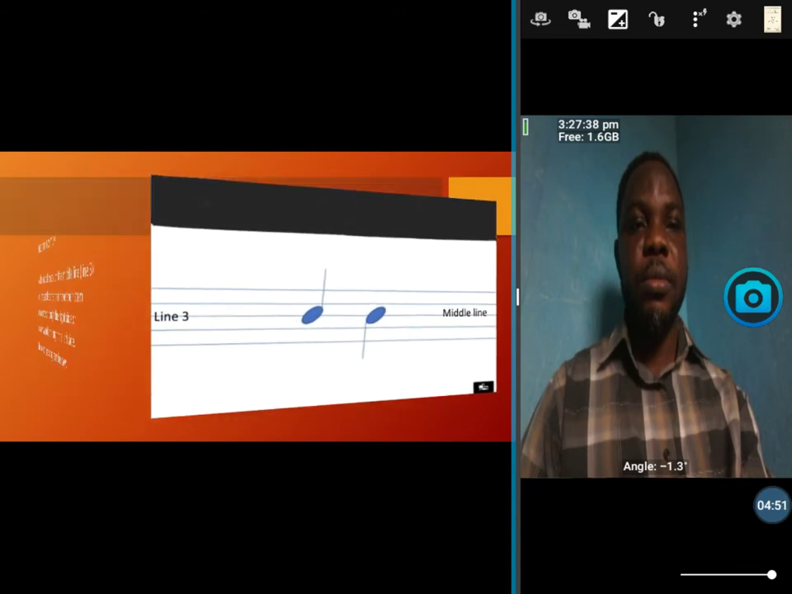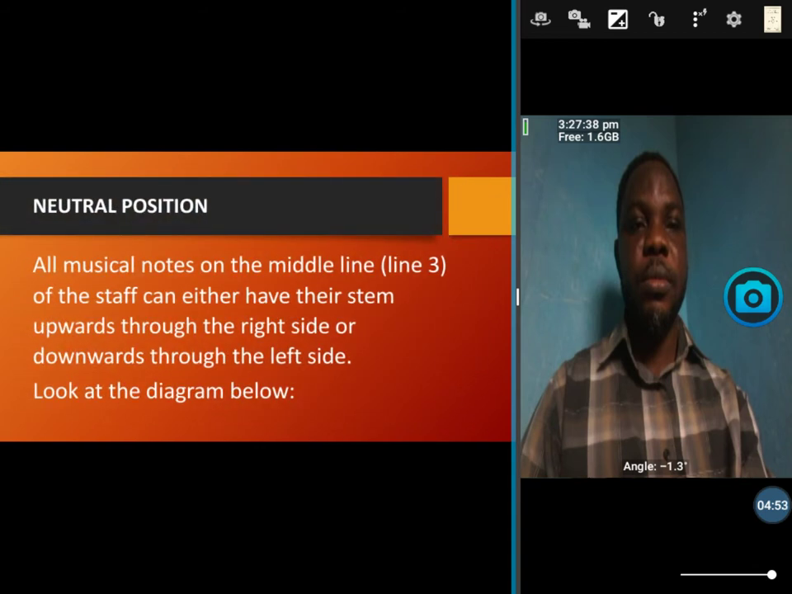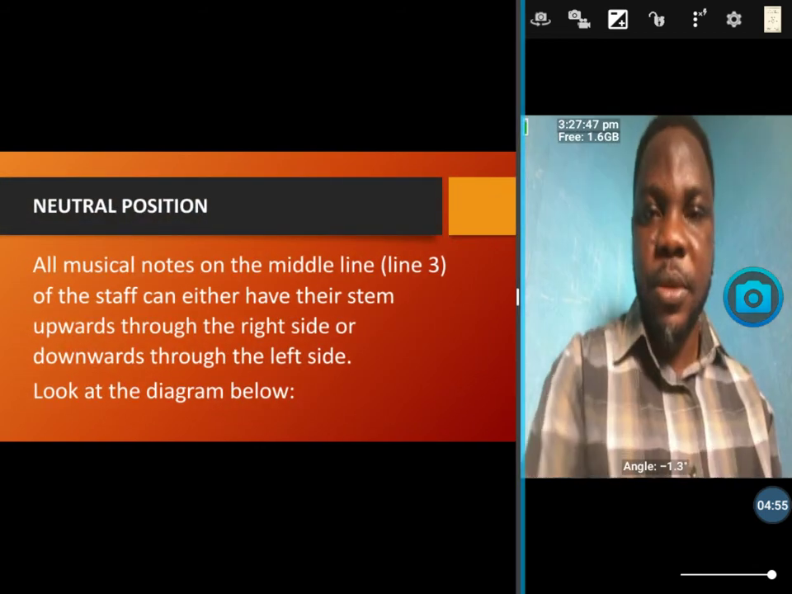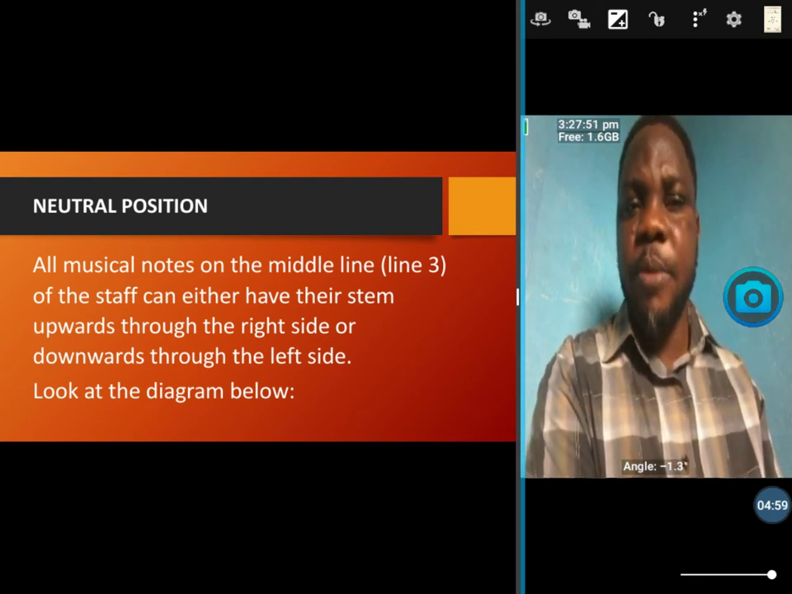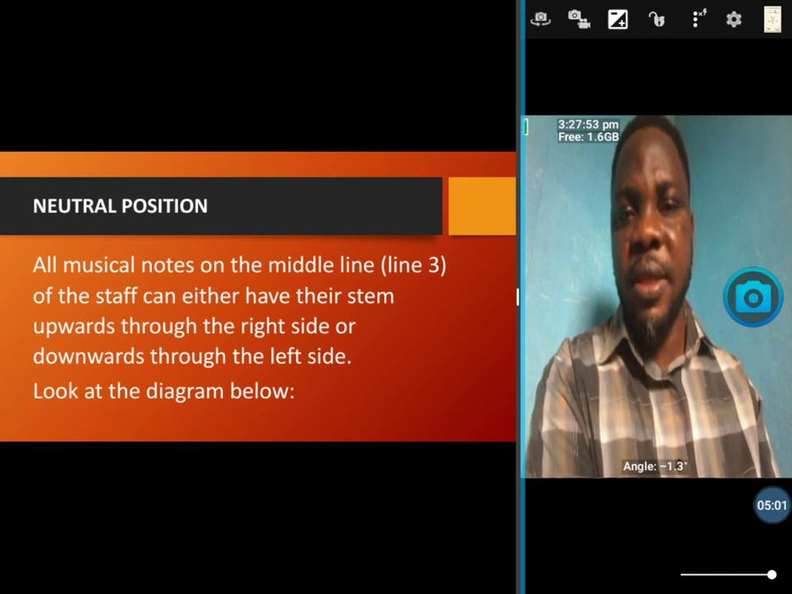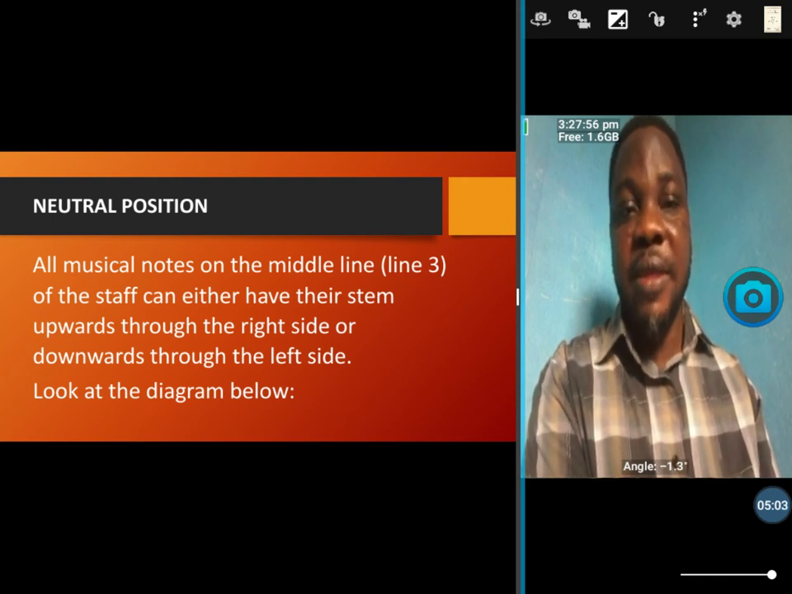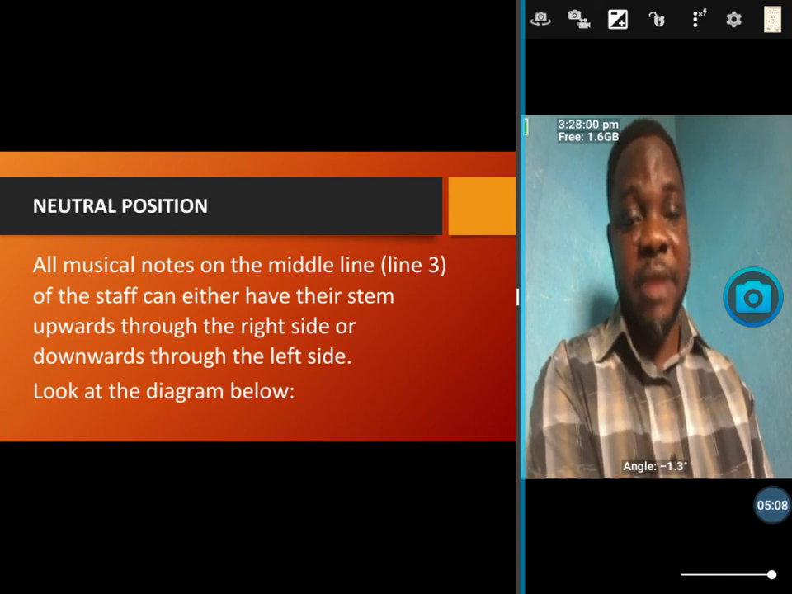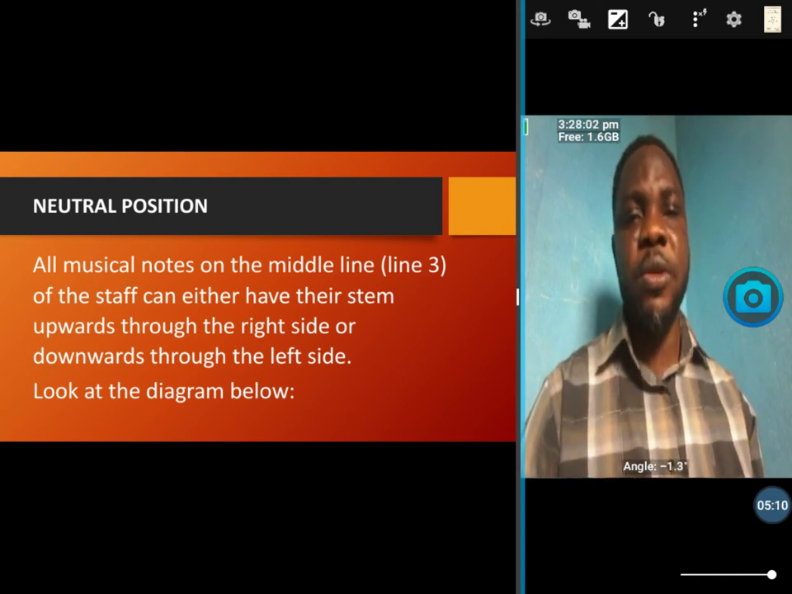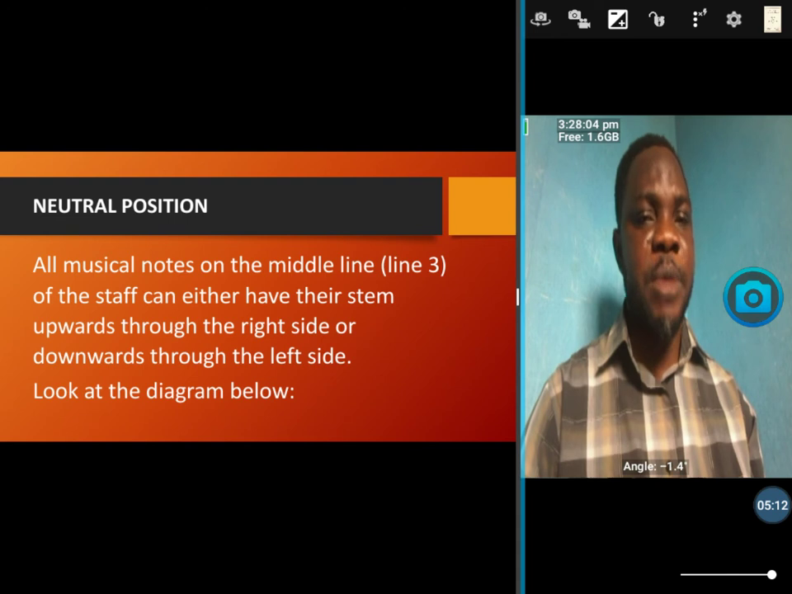Now before the diagram, let us check what the neutral position says. Look at it. All musical notes on the middle line, that is on line 3 of the musical staff, can either have the stem upward to the right or downward to the left. That is to say, if any musical note is on the third line of the musical staff, the stem can either go upward through the right side or go downwards through the left side.